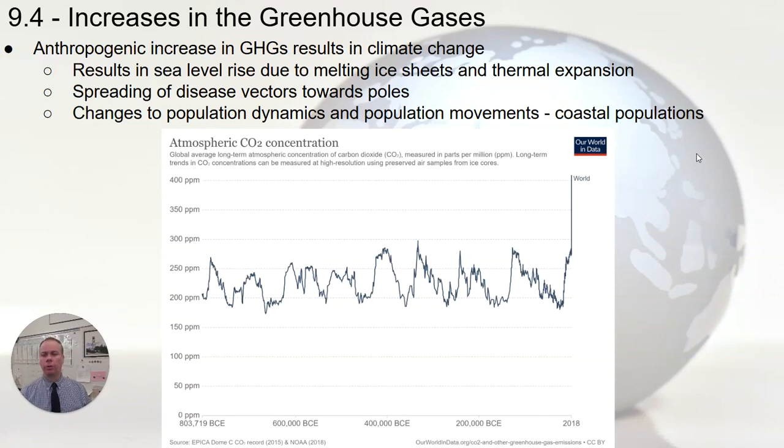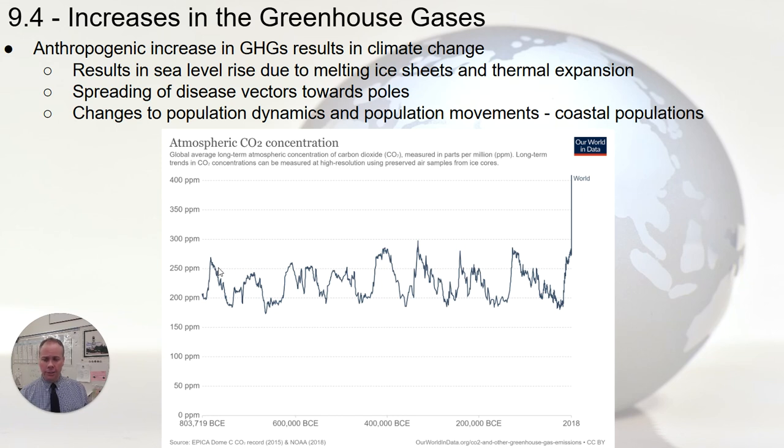In topic 9.4, we're talking about anthropogenic increases in greenhouse gases. So we know that humans have been adding carbon dioxide to the atmosphere at an accelerating rate since the Industrial Revolution. We could see a graph here of atmospheric carbon dioxide concentrations going back hundreds of thousands of years. And what we see is generally a cycling of carbon dioxide levels up and down.